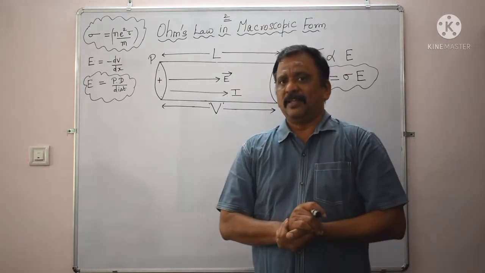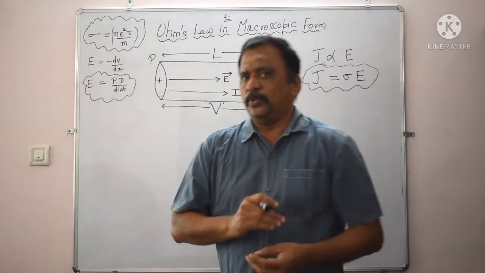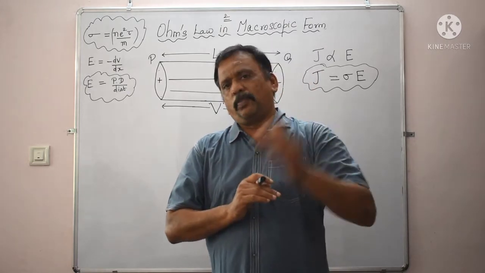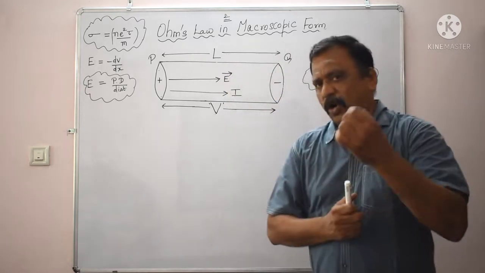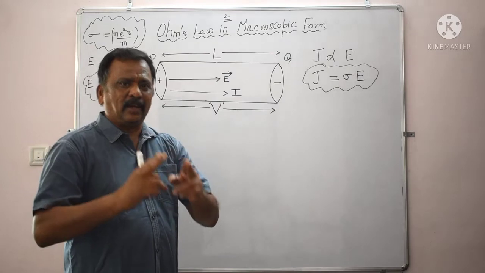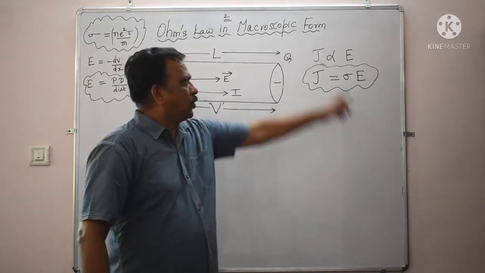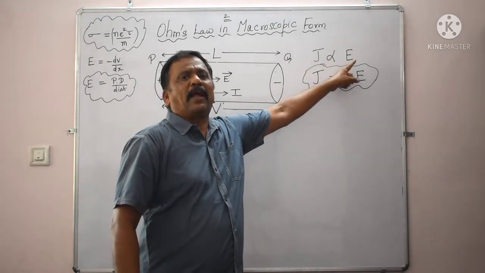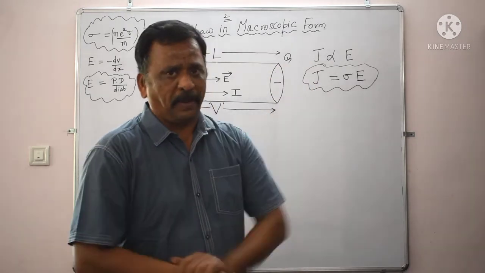The statement is not there. In an earlier online class, I taught you Ohm's law in microscopic form. So what is Ohm's law in microscopic form? Ohm's law in microscopic form states that at a constant temperature, the current density is directly proportional to the applied electric field. So current density J is directly proportional to the applied electric field. This is the statement of Ohm's law in microscopic form.